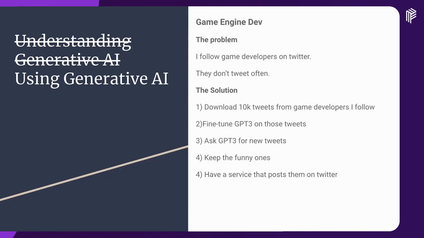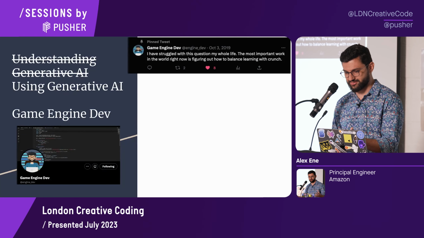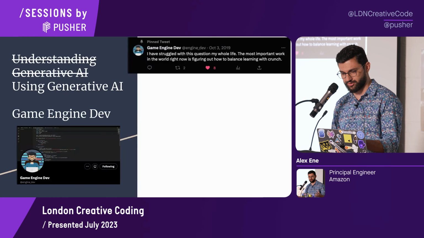He's at Engine Dev on Twitter, and I'm going to read out loud a few of his tweets. This is actually the first one generated with GPT-2, because it's actually a really old bot. Like, I struggled with this question my whole life. The most important work in the world right now is figuring out how to balance learning with crunch. I totally feel that as a game developer when I worked in games.